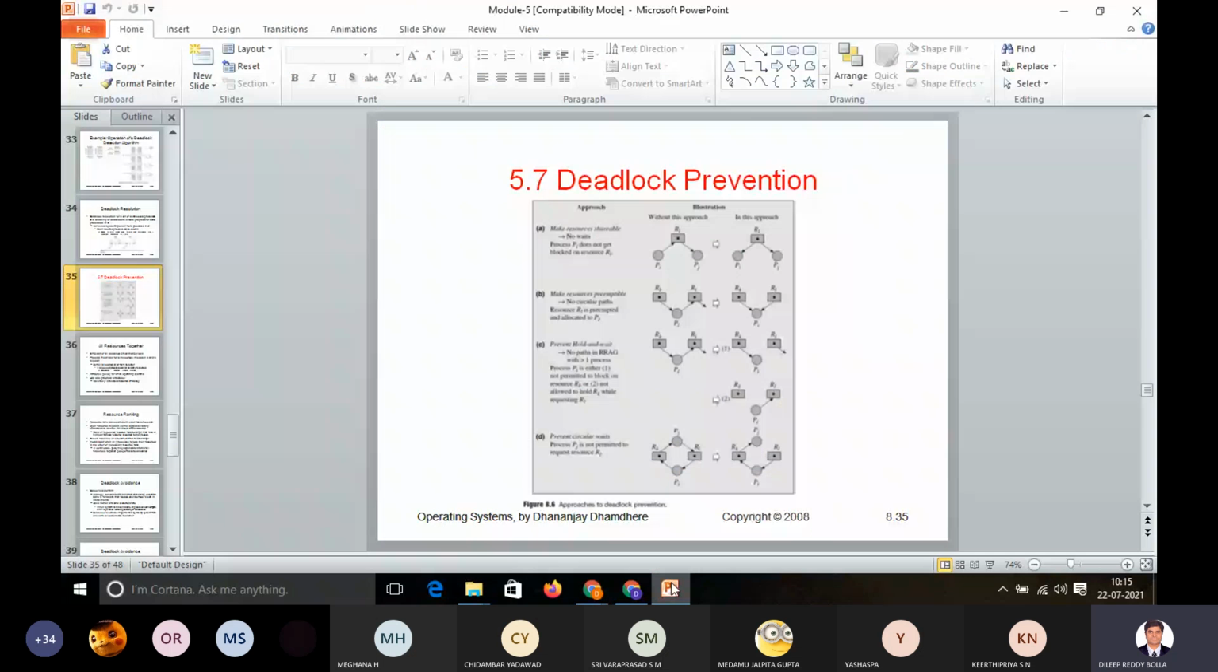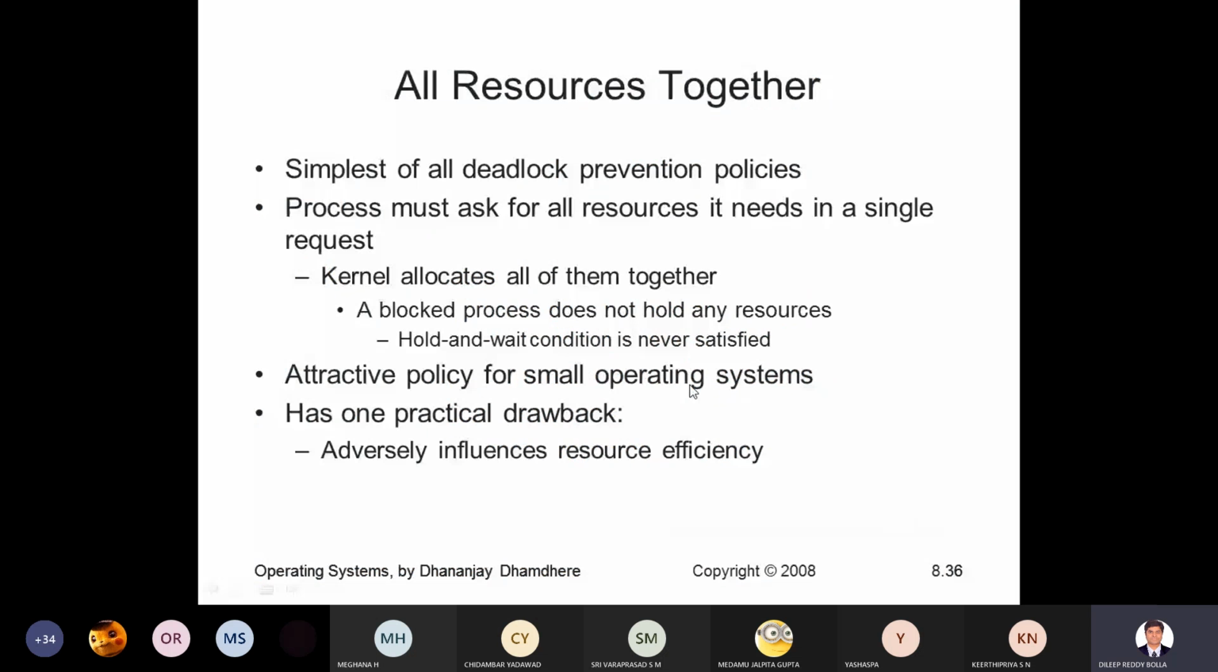So now next, let us continue. All resources together. What is this, all resources together? What does this mean? How to use all these resources together is what we are trying to see. Let us see what is there in this.